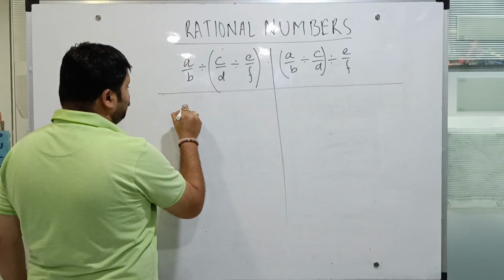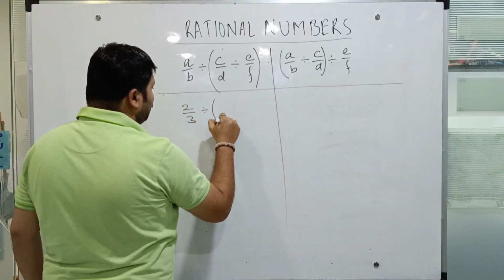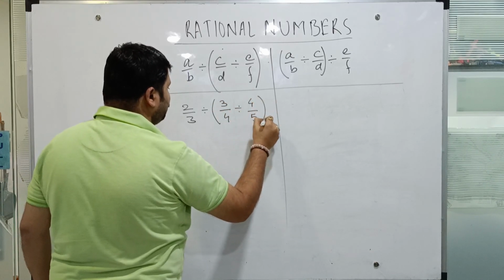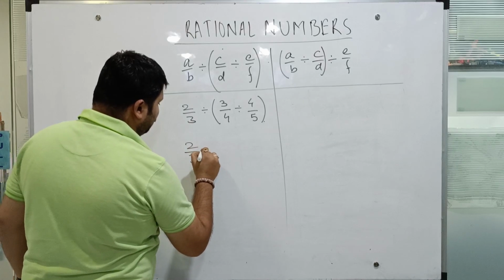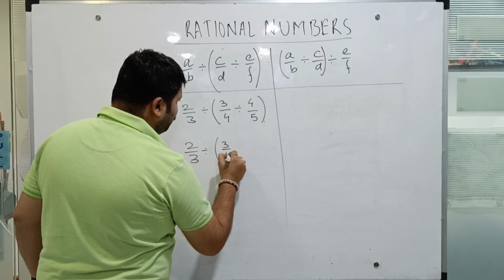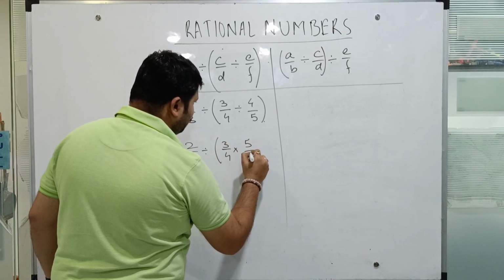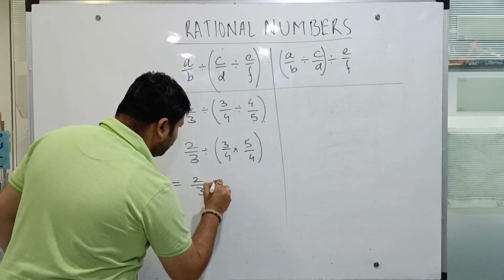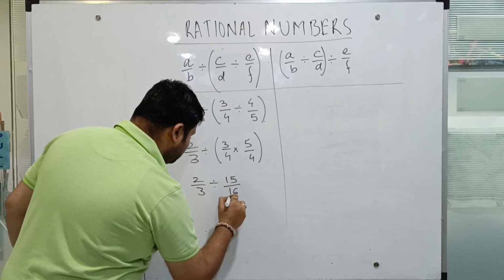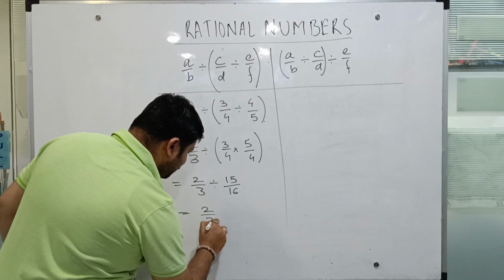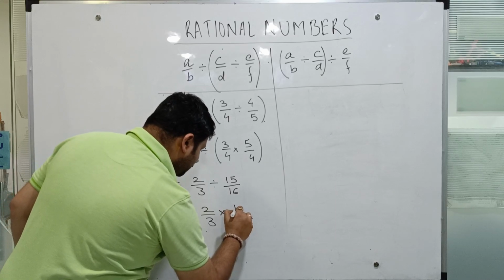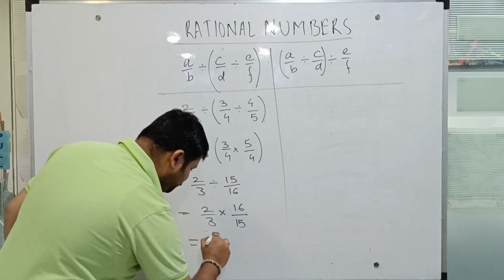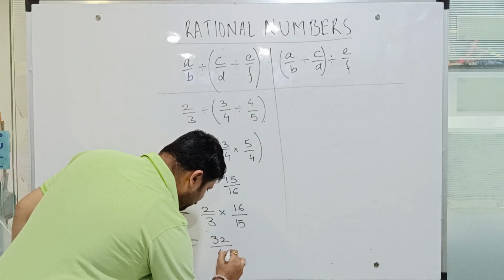So say if I have 2 upon 3 divided by 3 upon 4 divided by 4 upon 5, then it would be 2 upon 3 divided by 3 upon 4 multiplied by 5 upon 4, which should be equal to 2 upon 3 divided by 15 upon 16, which would be 2 upon 3 multiplied by 16 upon 15, giving me the final answer as 32 upon 45.